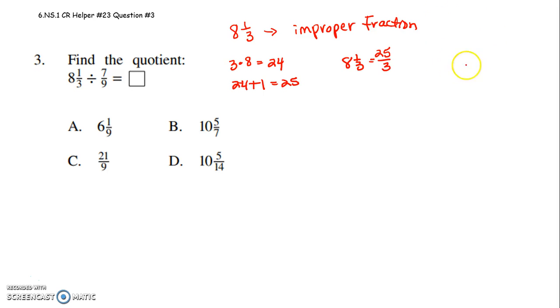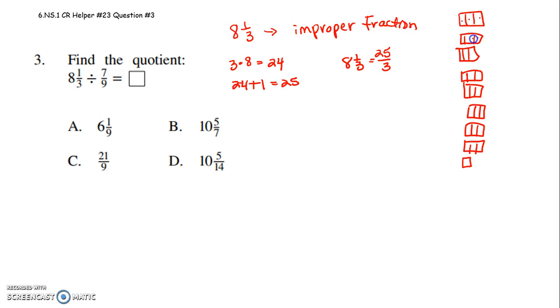I could draw 8 whole rectangles if I really wanted to. 1, 2, 3, 4, 5, 6, 7, 8. These are so ugly, but oh well. Break that into 3 parts. Break that one into 3 parts. These should be 3 equal parts. 3 parts, 3 parts, 3 parts, 3 parts. And then I have an extra 1/3 here. 1 out of 3 parts. 8 1/3, and I guarantee you I have 25 thirds here.